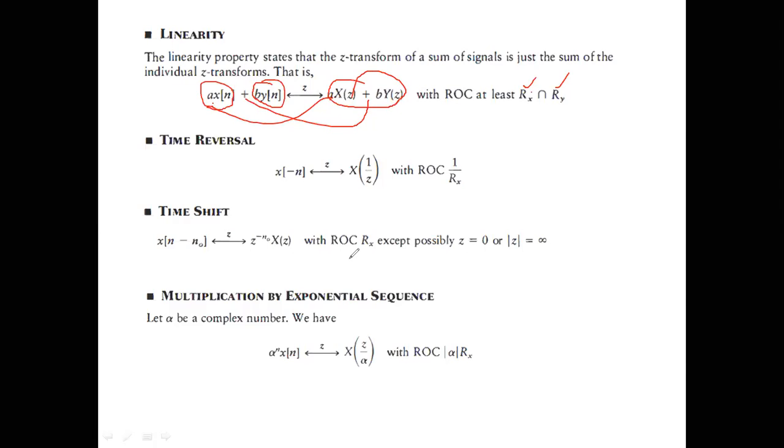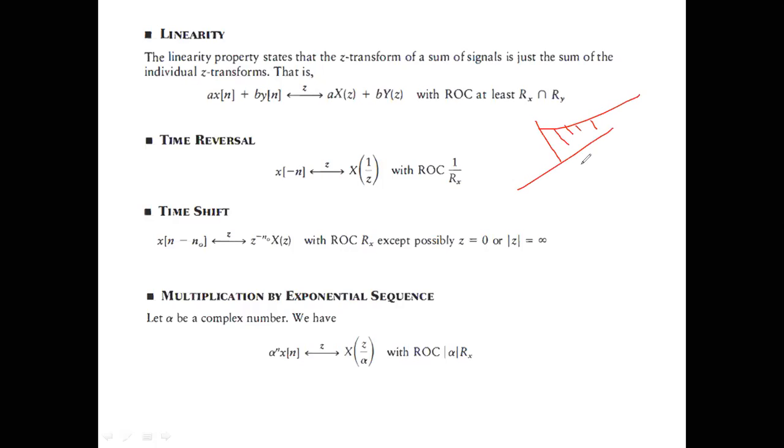Then the second thing, time reversal. What is this time reversal, by the way? Time reversal means, suppose you have a signal x of n is equal to u of n. Now if n is replaced by minus n, u of n is replaced by u of minus n, then you can see the signal is going to be something like this, right?